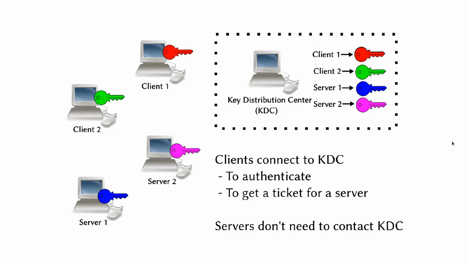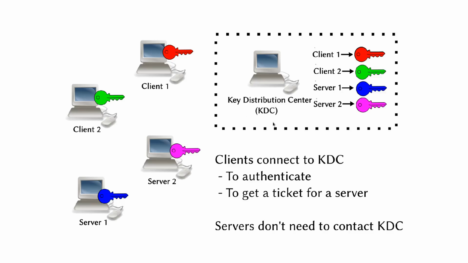Here is a high-level view of how a system that uses Kerberos authentication might look like. We have a number of clients. In this case we have client 1 and client 2, and a number of servers. In this case it's server 1 and server 2, and then we have the key distribution center, or KDC for short.